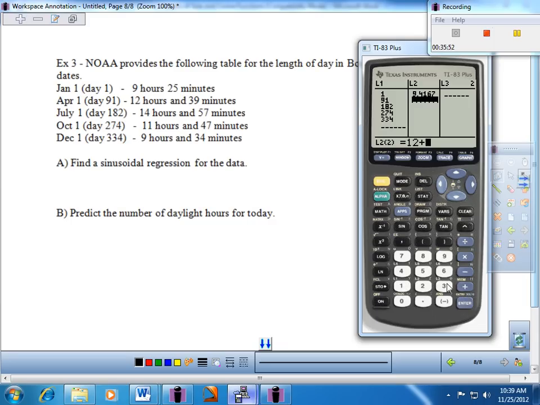Now, everyone, let's go ahead and do the others. So 12 plus 39 divided by 60, and then 14. So July 1st looks great. Almost 15 hours of daylight there. And let's see, let's get these others. And last one for me.